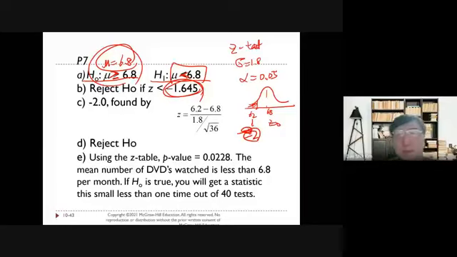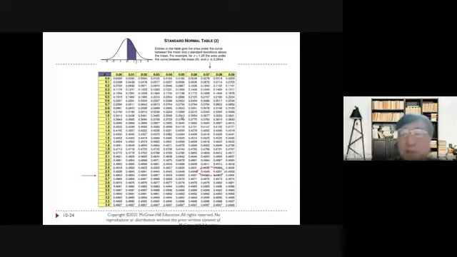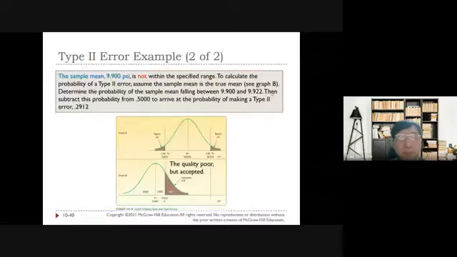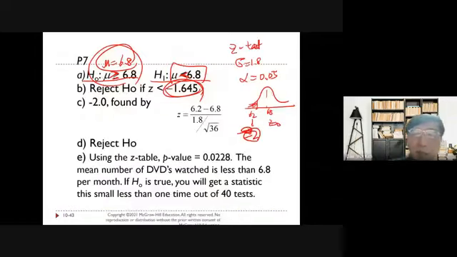Okay. 0.5. 0.5 means here this is 0.05. This will be 0.45. We need to find 0.45. 0.45 is here. 1.6, 0.05. 1.645. Then the other side is minus 1.645. Okay, so it will be minus 1.645.